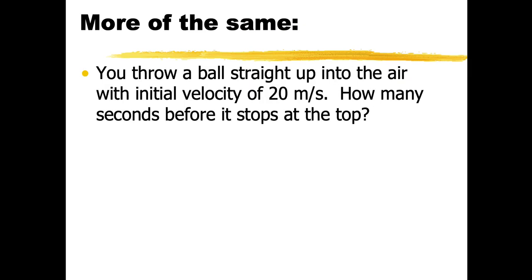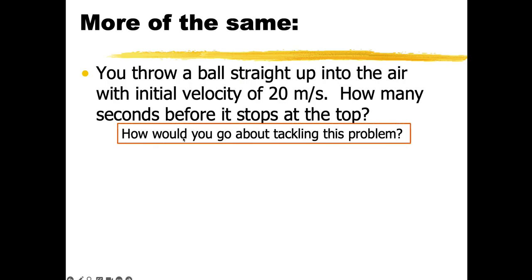Okay, so here we go. More of the same. You throw a baseball straight up into the air with an initial velocity of 20 meters per second. How many seconds before it comes to a stop at the top? Okay, so you look at this and you're like, oh, this is a linear kinematics problem. I totally know how to do this, right? How would you go about tackling this problem?